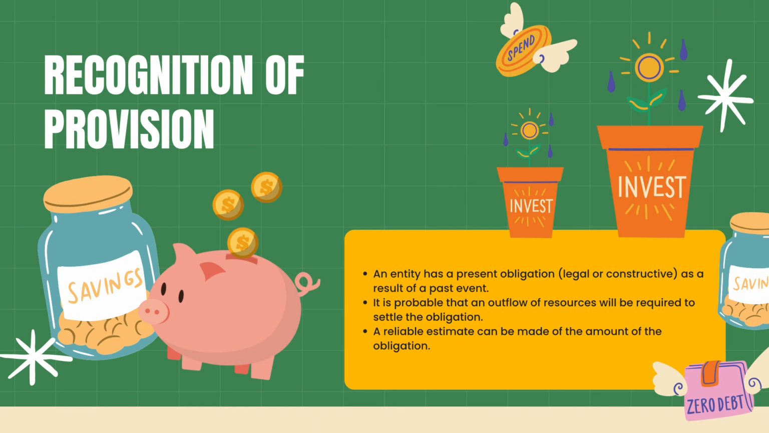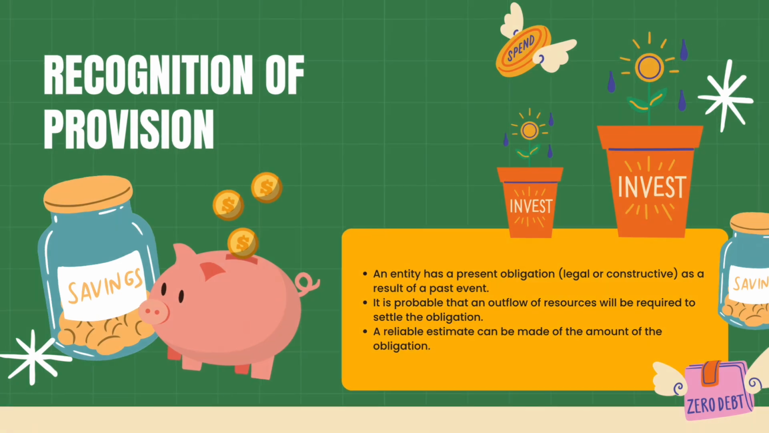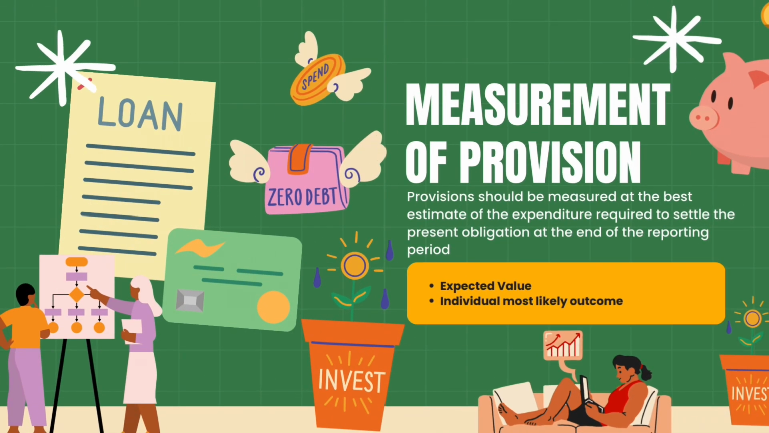If we can avoid the obligation by our future action, we should not recognize a provision, for example, training of personnel. But if we cannot avoid the obligation, then we should recognize a provision, for example, warranty repairs. The next one is how to measure a provision. A provision should be measured at the best estimate of the expenditure required to settle the present obligation at the end of the reporting period. This estimate of outcome and financial effect is determined by the judgment of the management of an entity, supplemented by experience of similar transactions.